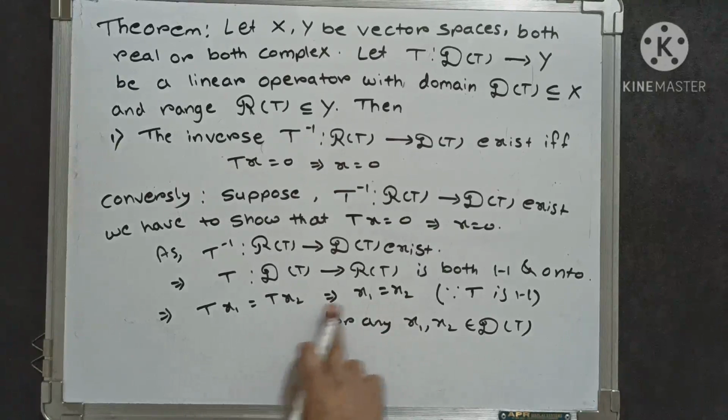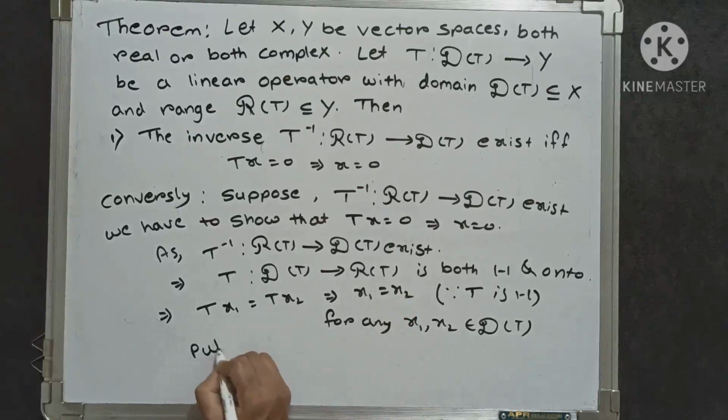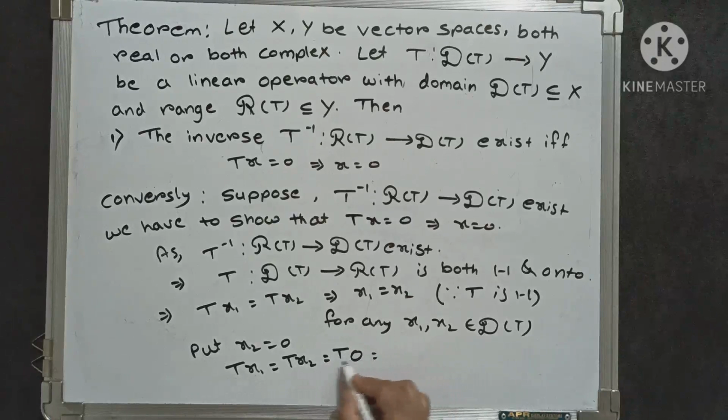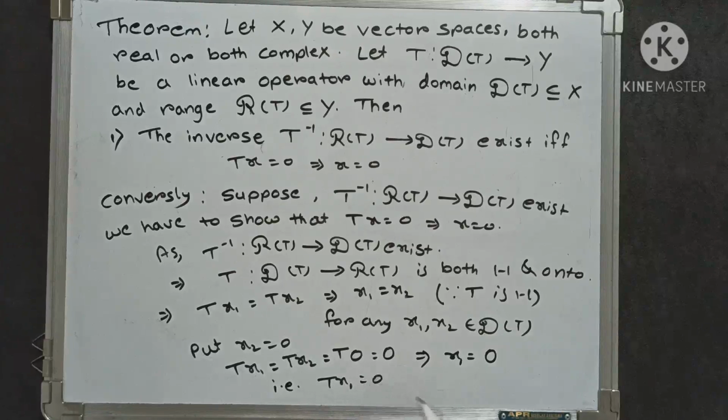Now here we put the value of x2 equals 0. By putting x2 equals 0, we get Tx1 equals Tx2. Now with x2 equals 0, we get T0, and the image of the 0 element is always 0, and therefore here we get that Tx1 equals 0. Now Tx1 equals 0 implies that x1 equals x2, but the value of x2 equals 0. That means Tx1 equals 0 implies that x1 equals 0.